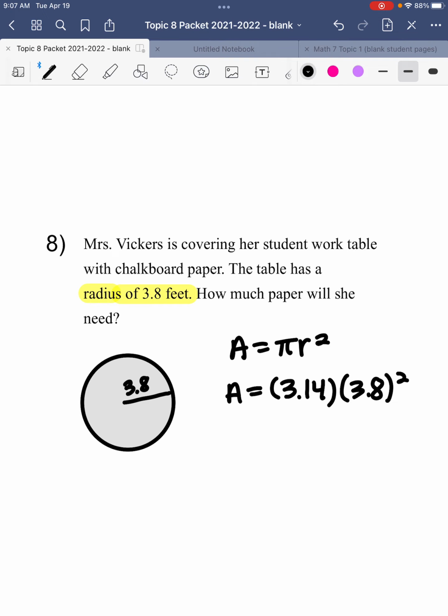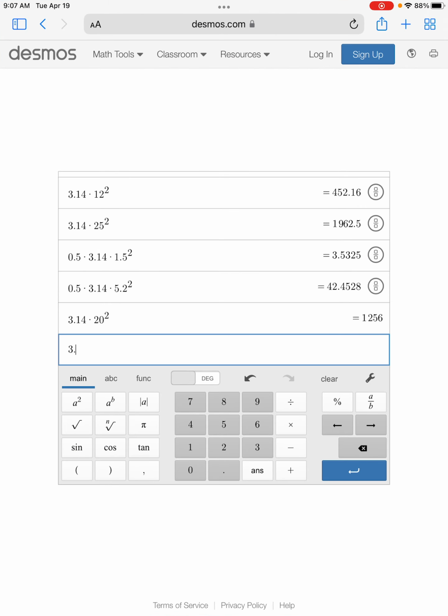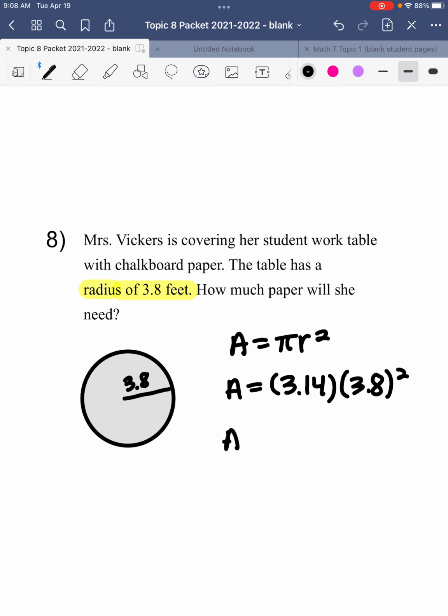So I'm just going to put this into my calculator. So 3.14 times 3.8, and I have to square that, and I get 45.3416. So the area equals 45.3416 feet squared.